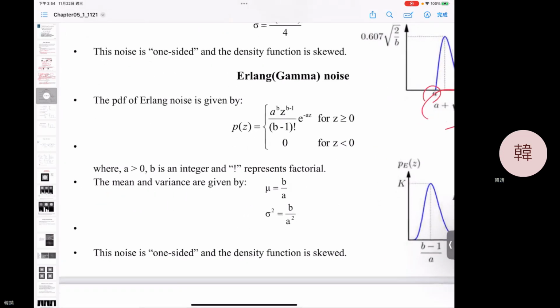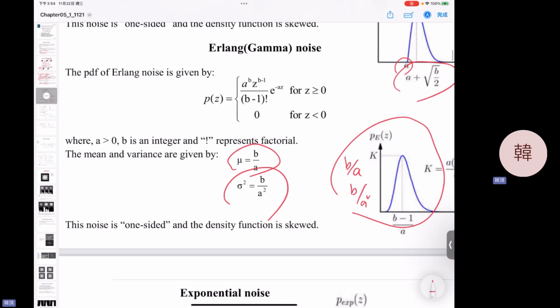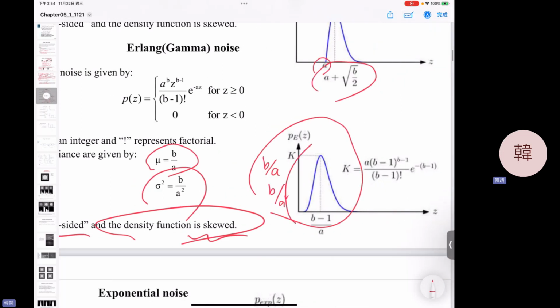A always has to be larger than 0, and b is an integer. The mean value of this one is b divided by a, and the variance is b divided by a squared. So it's all standard mathematics for noise types. You can see it's also one-sided, not like Gaussian in two sides. But the density is skewed in one direction, so it's not symmetric.